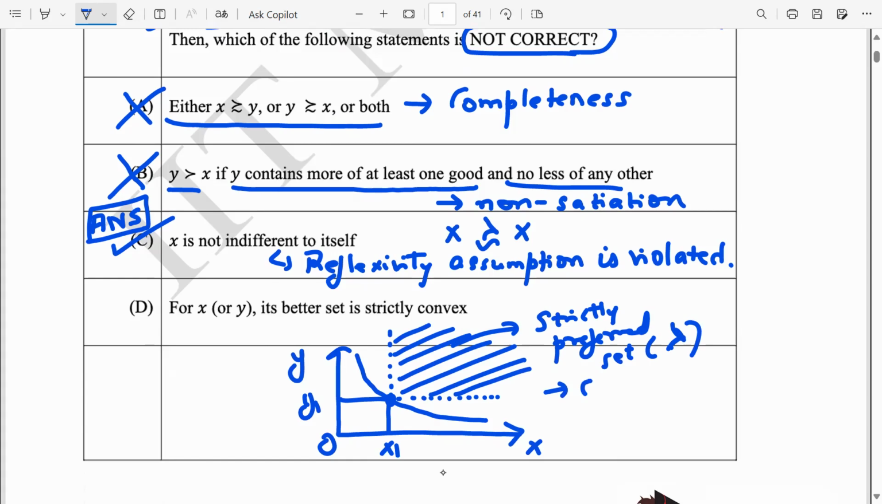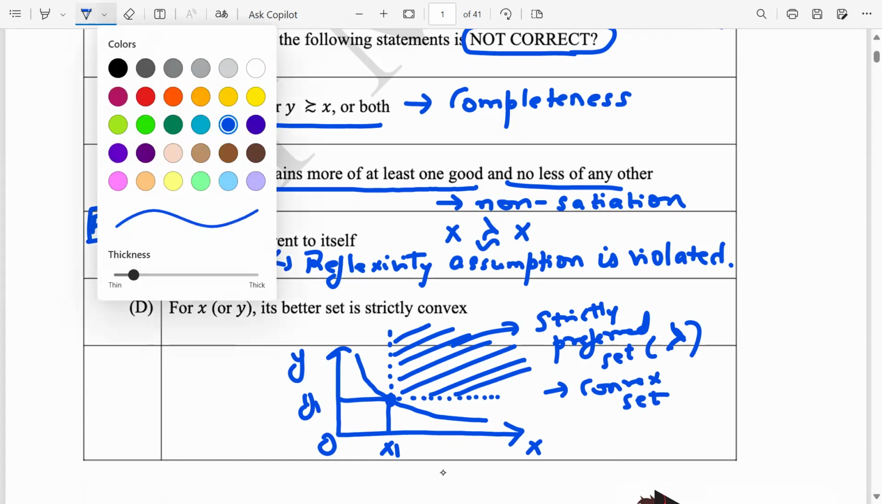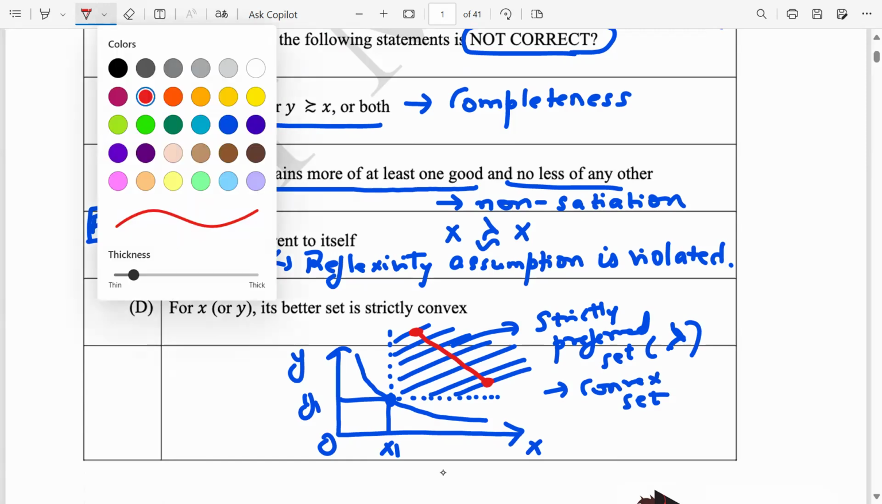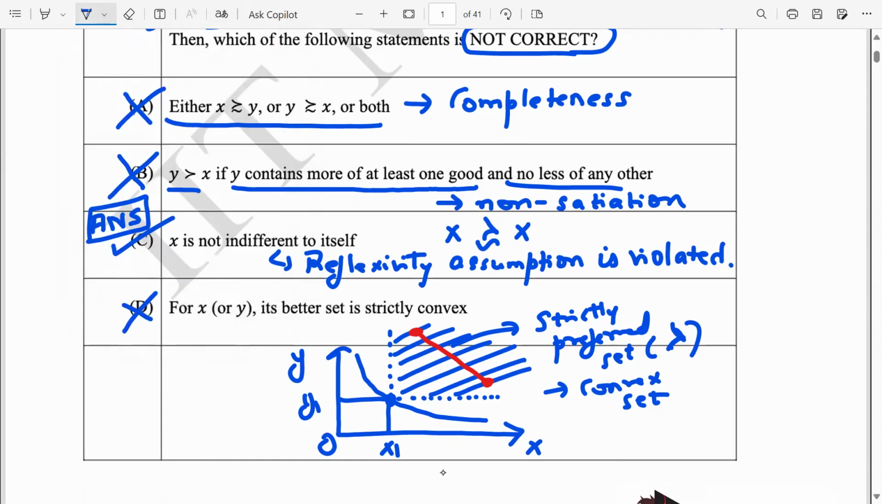And this is the convex set. If I take any 2 points in this set, in the shaded area, and join them, the line segment lies within the set. Take a point here, take a point here. Join them. The whole line segment lies within the set. So it's convex. That means that this is not the answer. Because it's true, and we have to find the statement that is incorrect. My answer is option C.